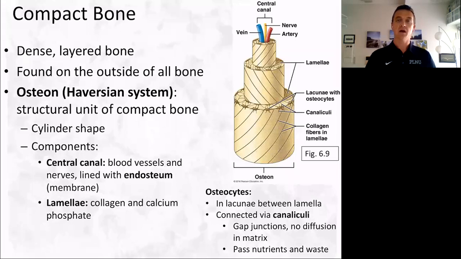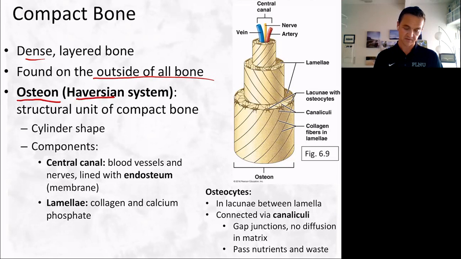All right, let's dive a little bit deeper into the different types of bone as far as the different tissues found within bone. Let's start with compact bone. Again, this is on the outside of all bone, and it's very dense, with multiple layers. The basic structural unit of compact bone is called the osteon, also known as the Haversian system. It's cylinder shaped. You can see the cylinders here.